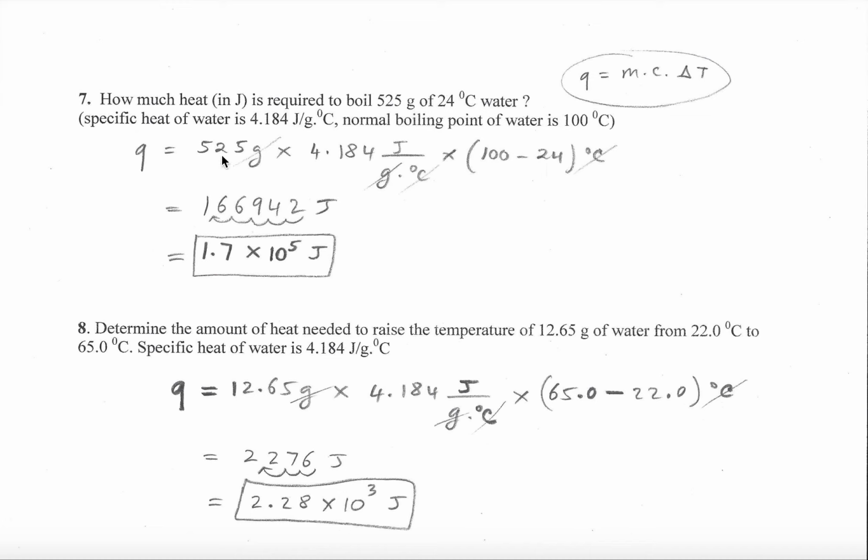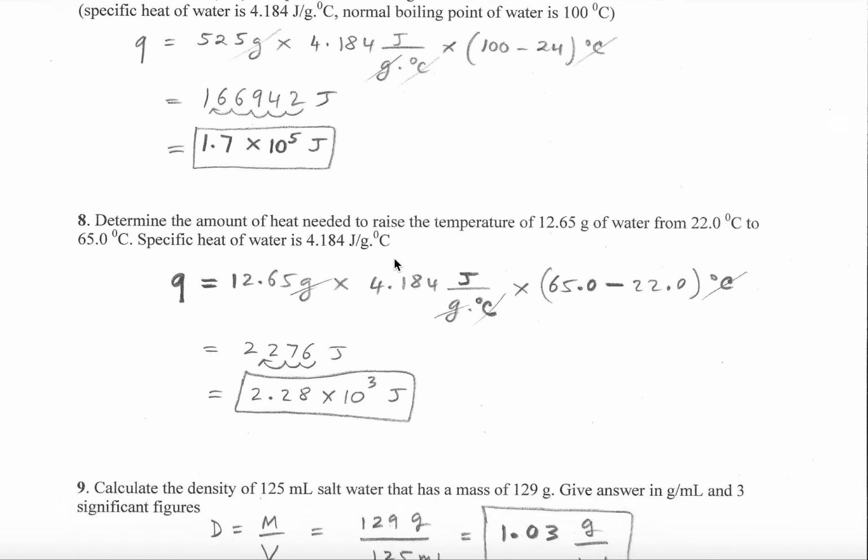Okay, so you take 525 times 4.184 times 76, you should get 166,942. But if you look at this, 76, that's only two significant figures. We're limited by that. So we need to round it off, and scientific notation is the best way in this case. 1, 2, 3, 4, 5 to the left. It's a large number, so it has to be positive, positive 5 exponent. And it becomes 1.66, so we round it off to 1.7 times 10 to the 5 joule. You can also convert it to kilojoule if you want.